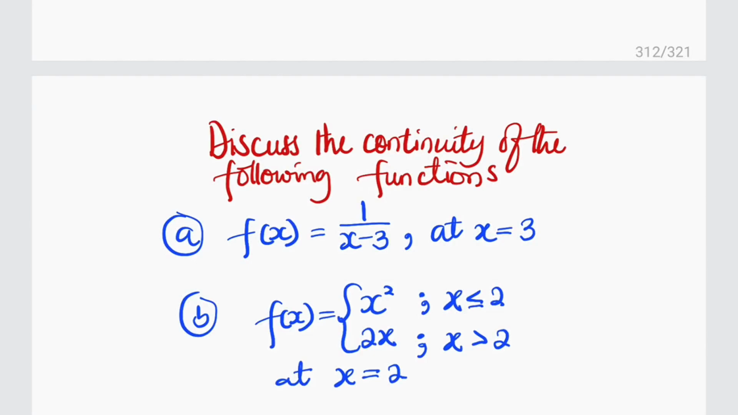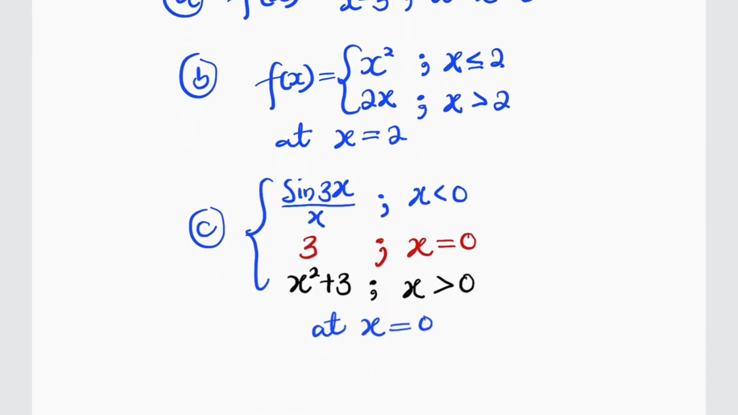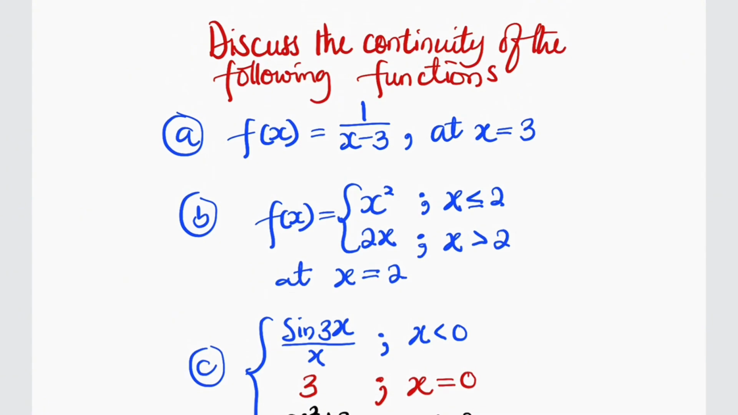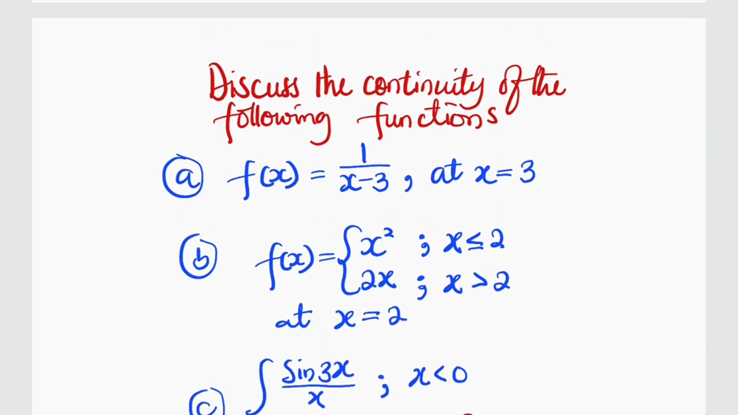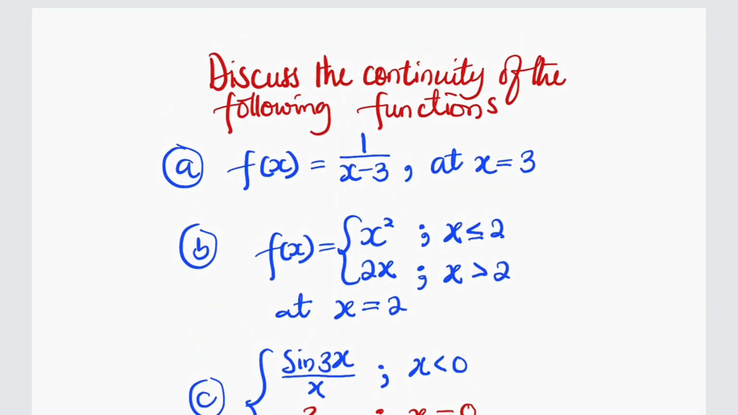In this tutorial, I'm going to show you how to find whether a function is continuous or not at a given point. So we have three problems here. I believe by the end of this tutorial, you should be able to understand what this continuity means. So we are asked to discuss the continuity of the following functions, 1, 2, 3. Let's start with the first one.